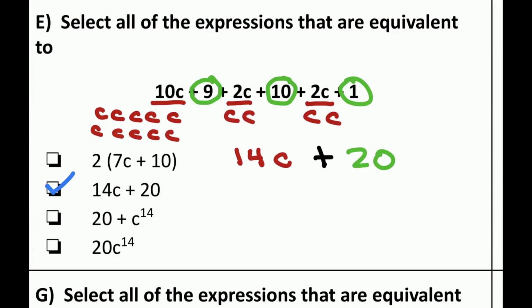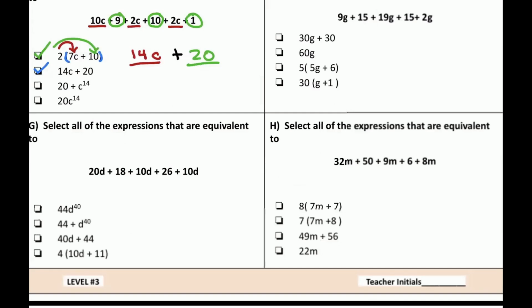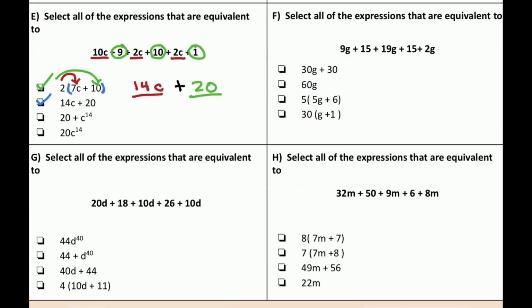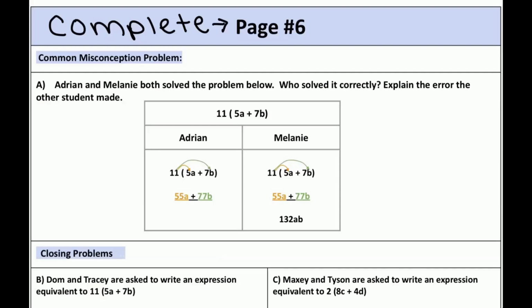And we want to check always, if we have parentheses, we want to multiply it out to see if it's equivalent. So 2 times 7C is 14C, and 2 times 10 is 20. So this answer is also equivalent. Finish the rest of page 5, double check F, G, and H now that we've gone over that one, and then check in with your teacher. Complete page 6, then come back to the video.